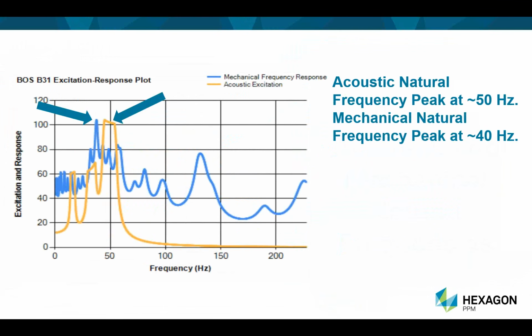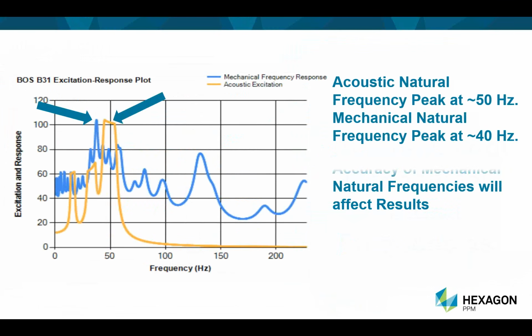And in this case, you can see there is potentially an acoustic natural frequency here at around 50 Hertz, with a mechanical frequency of around about 40 Hertz. Now, they're not laid on top of each other, so maybe there is no vibration likelihood in this particular case. But one of the reasons that we see this utility in FEA tools is because we know that the mechanical frequencies and the accuracy of those will affect the results. So it's really important that the mechanical frequency is calculated accurately.